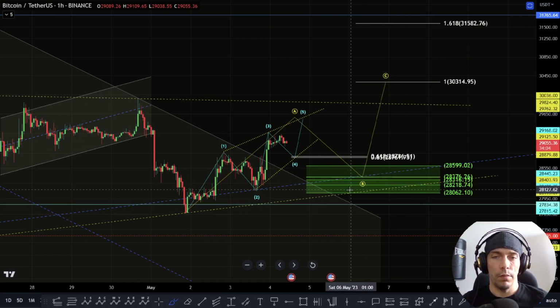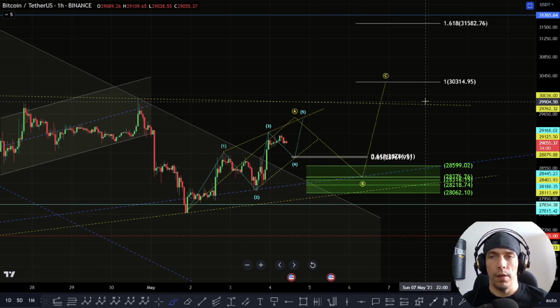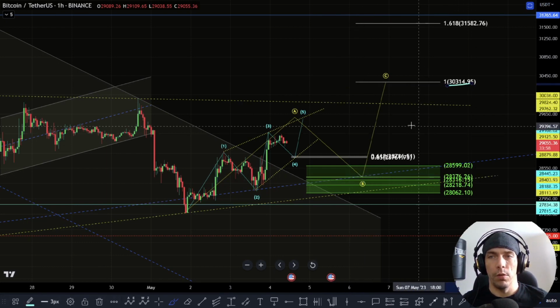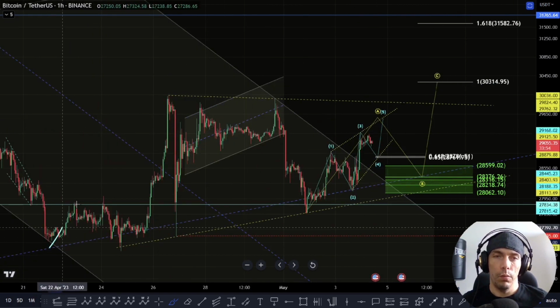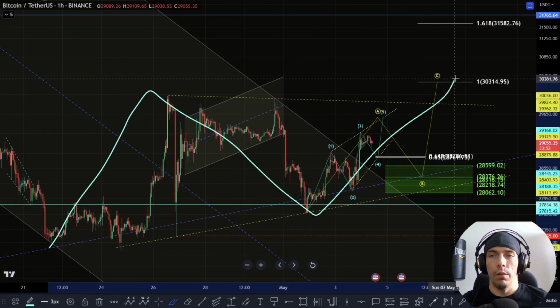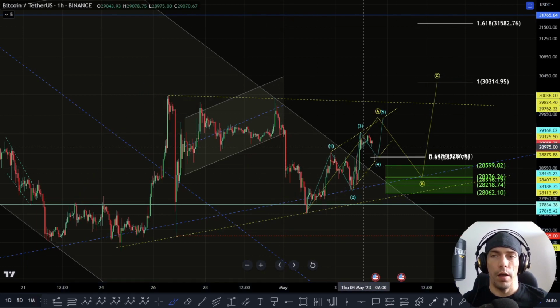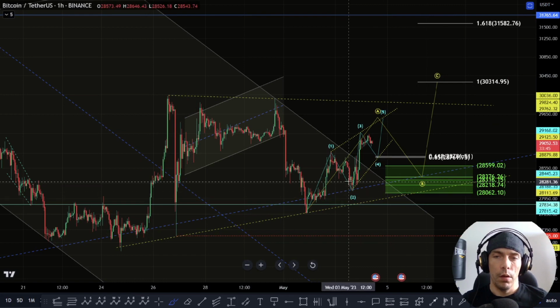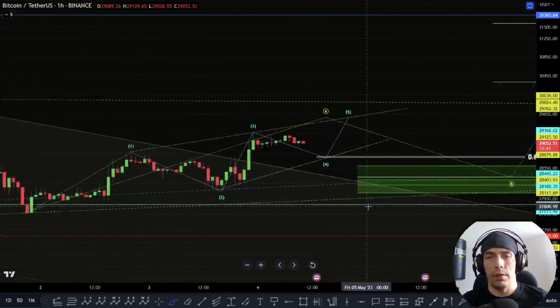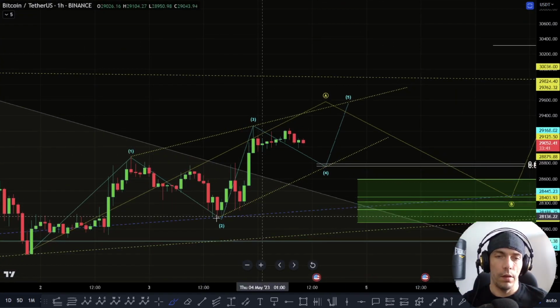The problem is that this would have to retrace quite deep because if we came down to, for instance, this 618, that 1-to-1 would actually be up here at this 30,314. Now, that wouldn't fit into the triangle anymore, but it would fit into the idea of having a bigger WX and a Y here. So this would be a zone I would be looking out for if we do form a diagonal pattern here.